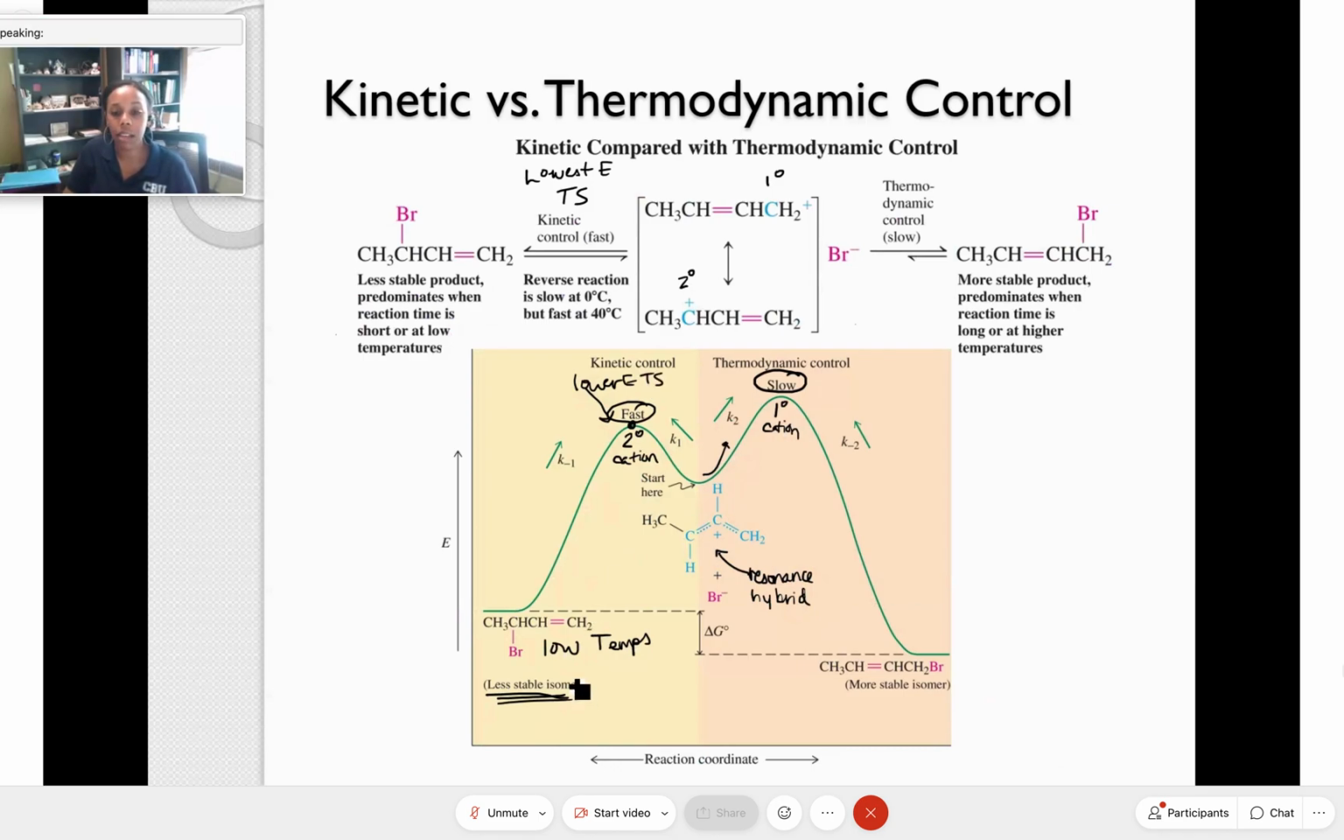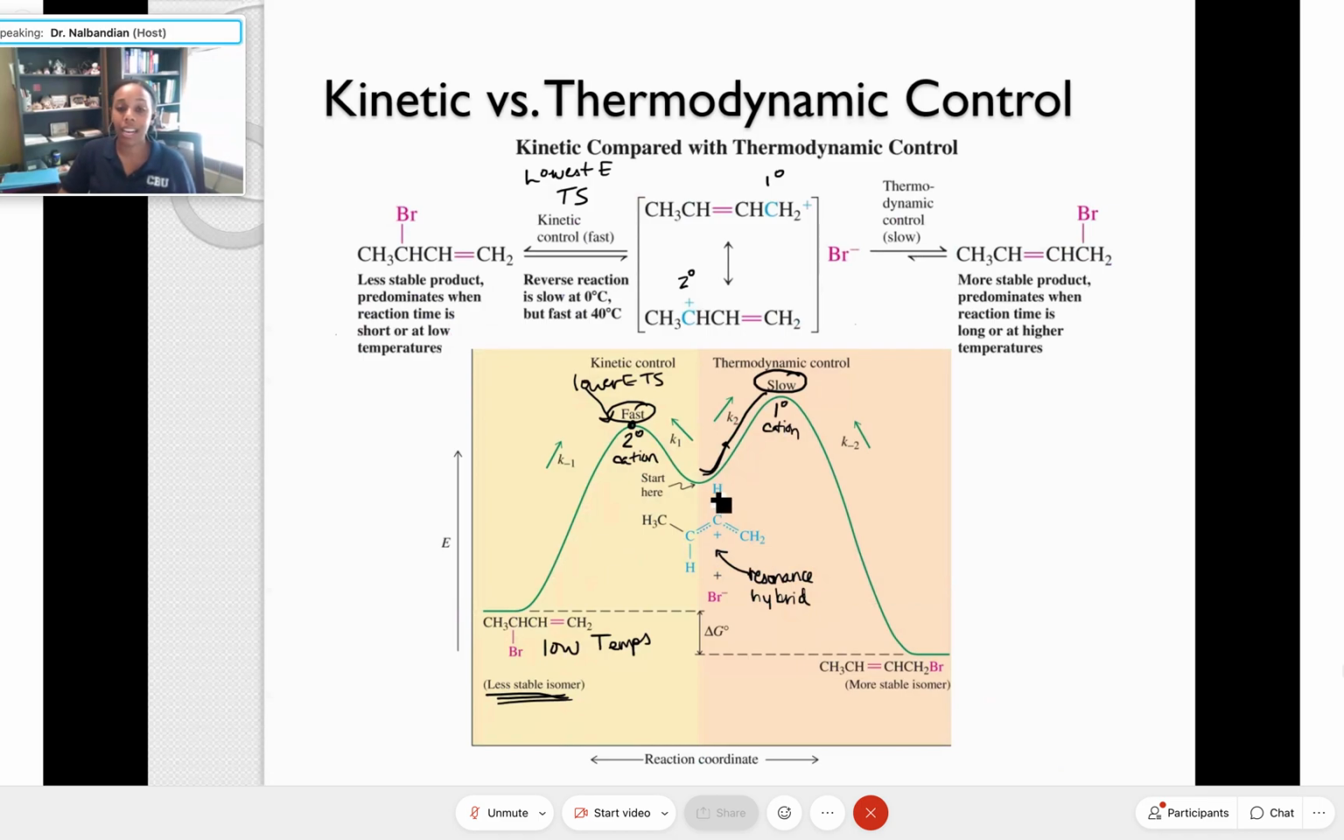So that's at low temperatures. But if we heat it up, remember, as you heat things up, now you have things hitting each other, so everything is going to have more energy. And so as you heat things up, everything has energy. Now we can get over this barrier that was maybe a bit too high at low temperatures. At higher temperatures, now we'll have enough energy to get over this higher energy transition state.